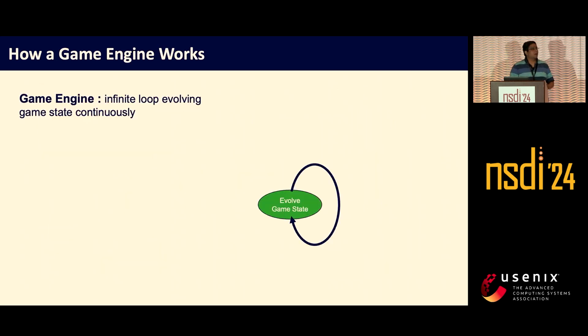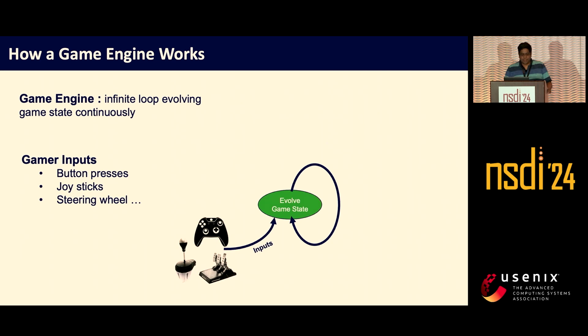I'll quickly go over how a game engine works. Essentially, a game engine is just an infinite loop that evolves game state using physics or some other mechanism. Game state can be things like locations and velocities of various game objects. When a gamer interacts with the game, they use controllers or joysticks, and they press some buttons. These are transmitted as inputs to the game engine. The game engine then evolves the game state based on these inputs.